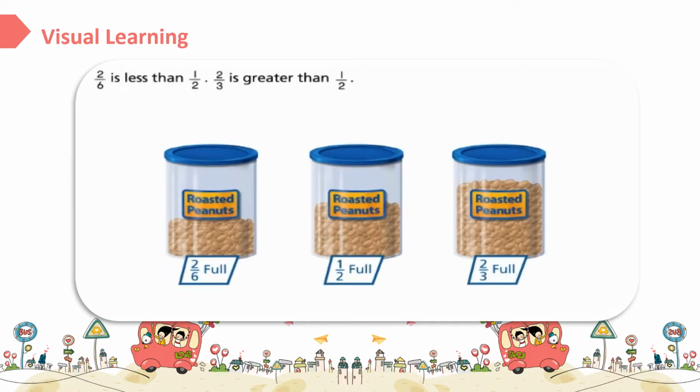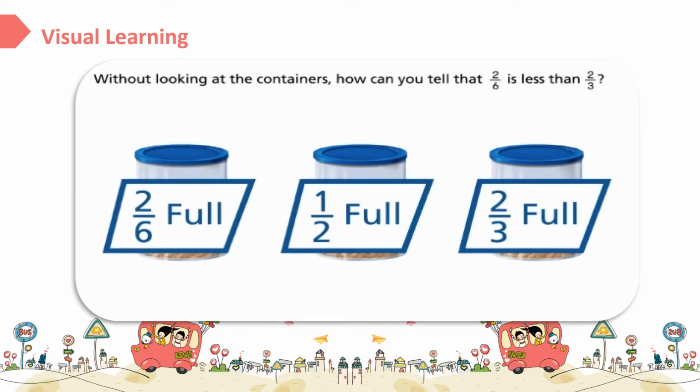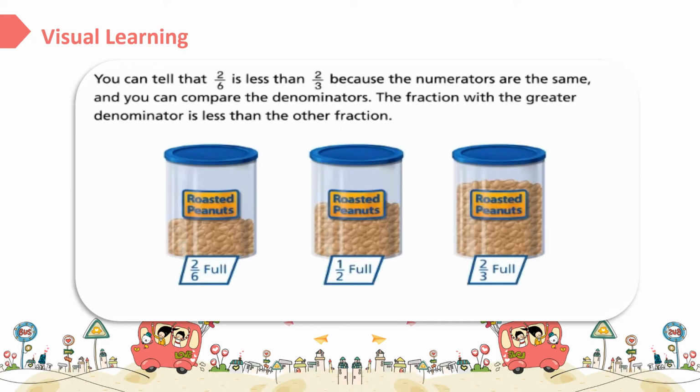2/6 is less than 1/2. 2/3 is greater than 1/2. Without looking at the containers, how can you tell that 2/6 is less than 2/3? You can tell that 2/6 is less than 2/3 because the numerators are the same, and you can compare the denominators. The fraction with the greater denominator is less than the other fraction.